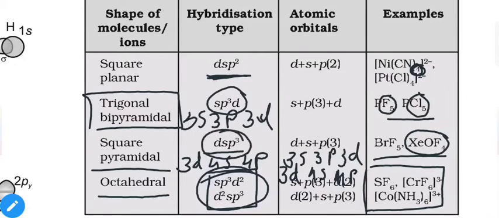In this case, dsp3. Again we have 5. So as we can see, Br is attached with 5, and here xenon is attached with 5 other elements as well, or 5 bonds will be formed.